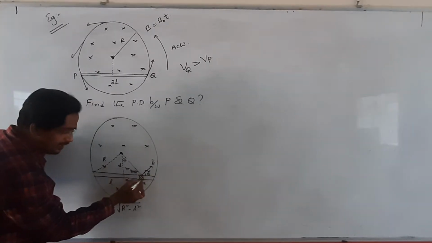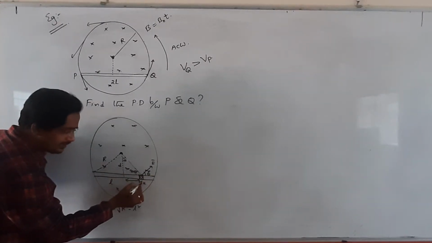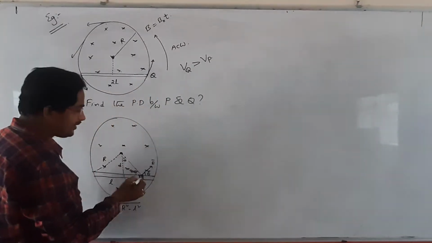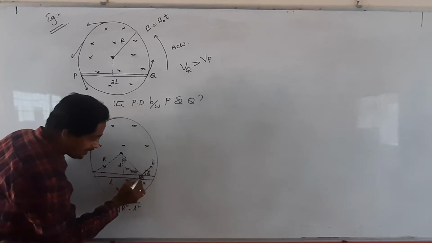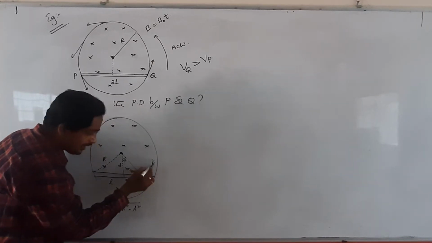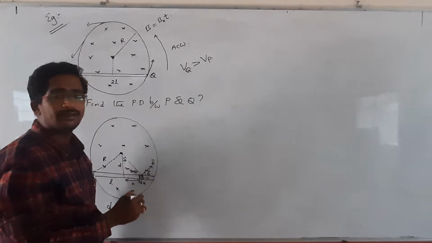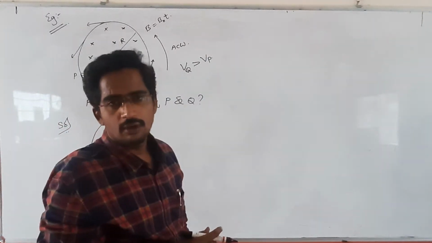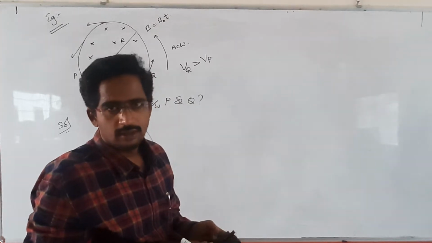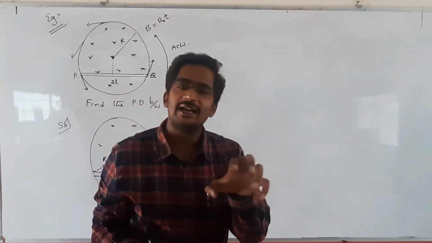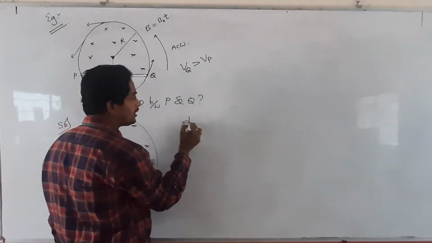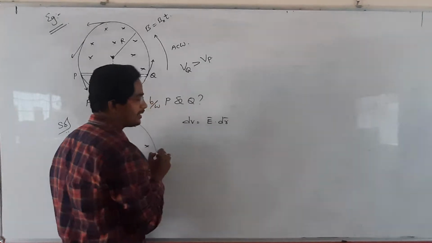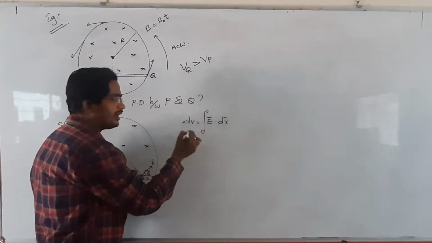What about the small element here? The element has a length of dx. What is the angle between E bar and the element direction? The element direction is this, and the angle between them is theta. In the last class I told you the relation between potential difference and intensity: dV equals E bar dot dr bar, or integral E bar dot dr bar.